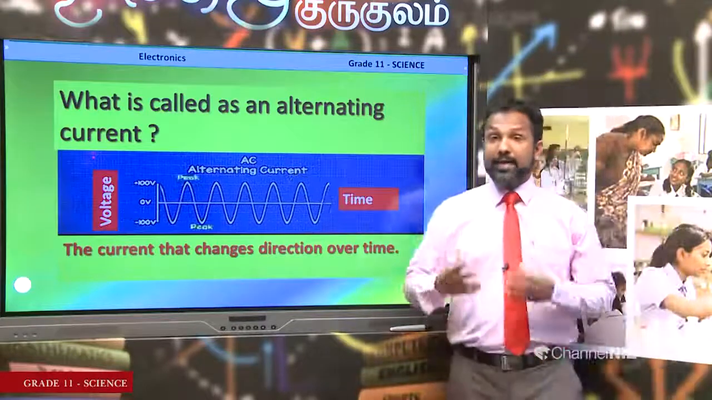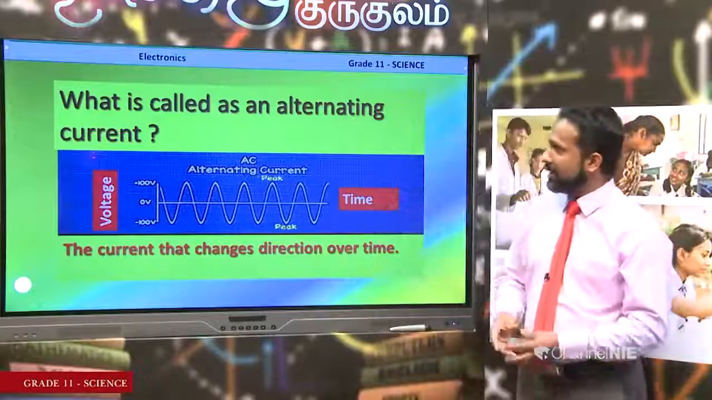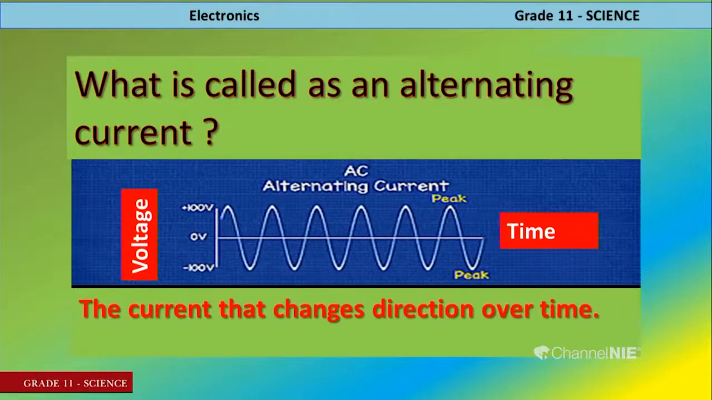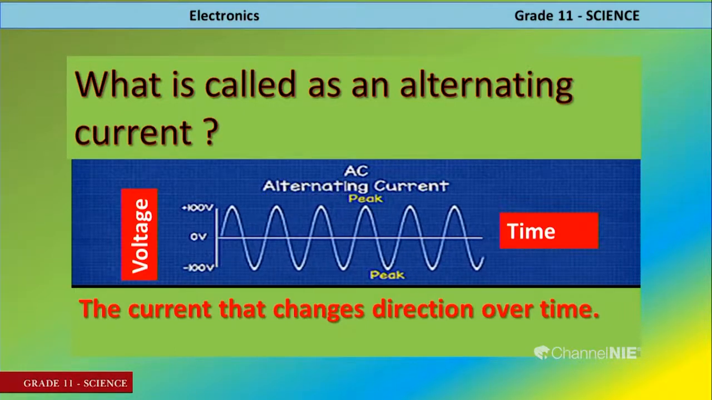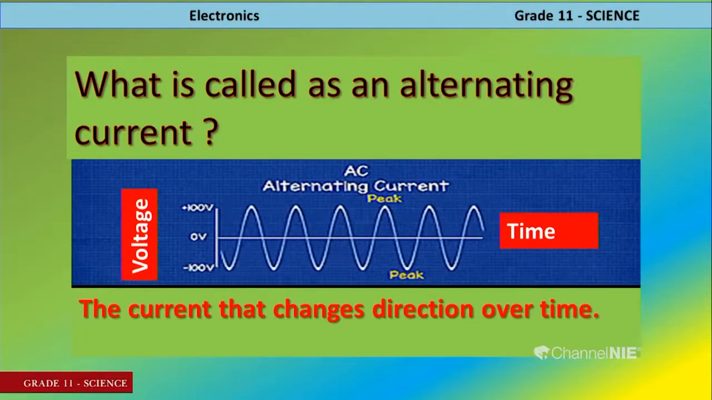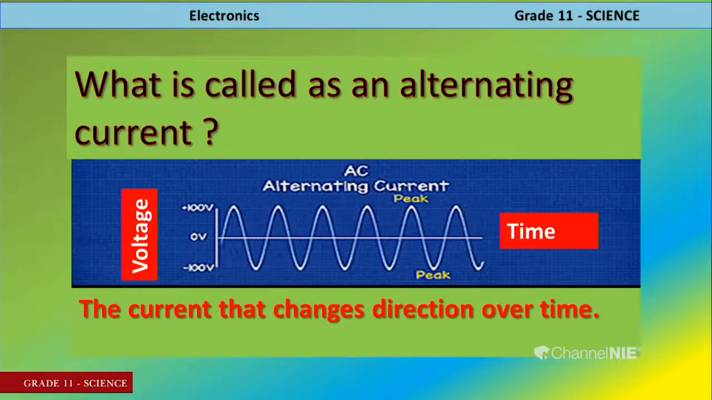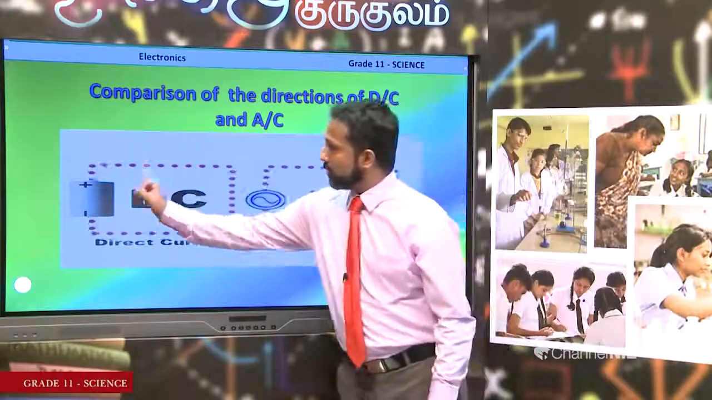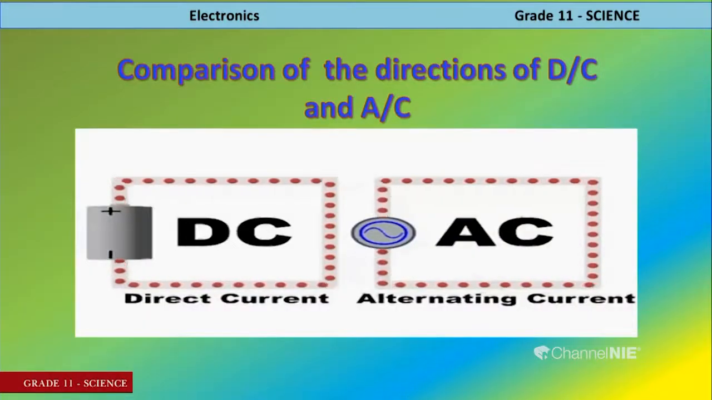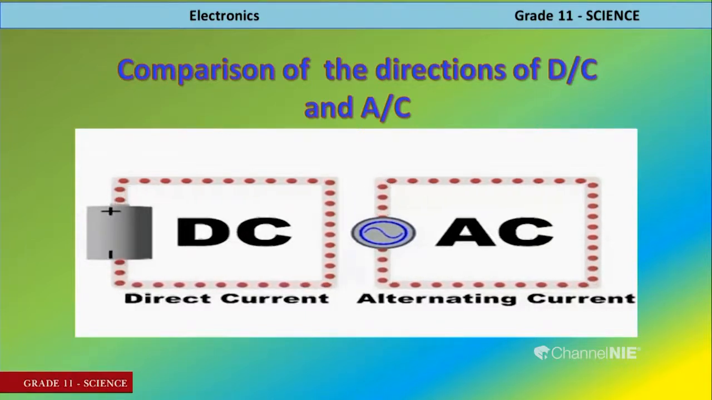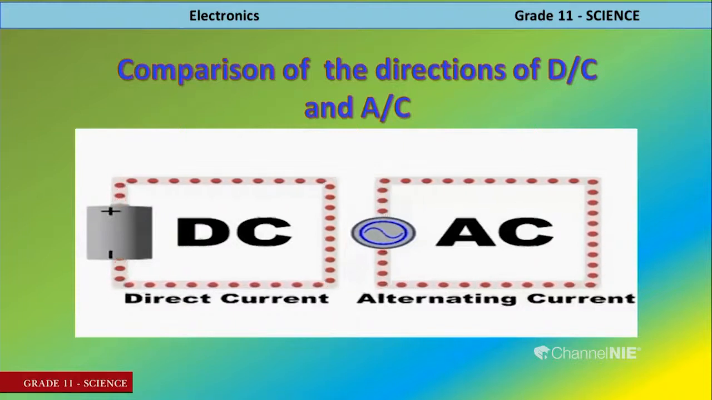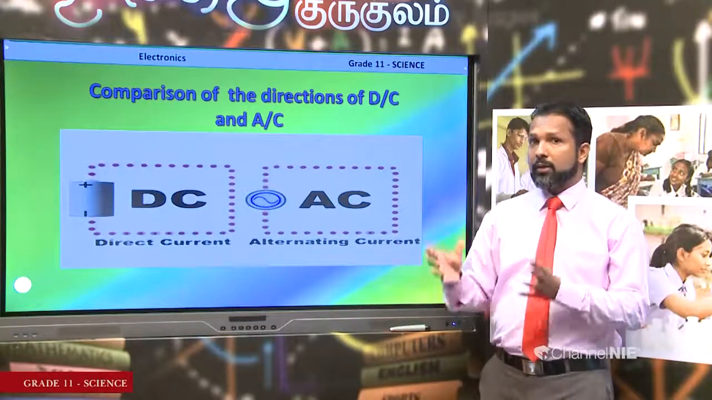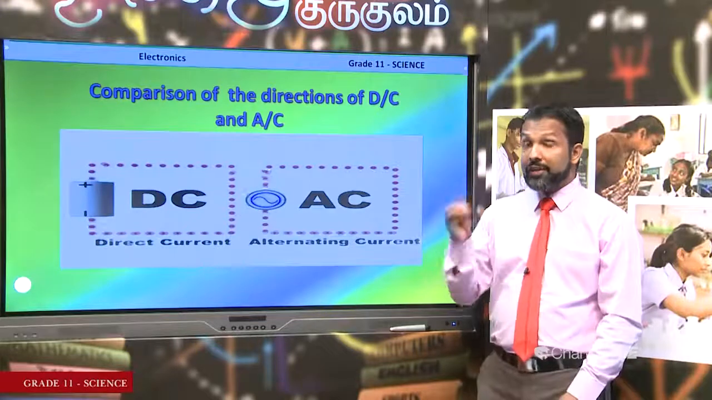Then what is meant by AC current? Alternating current. As you can see, in alternating current the direction changes. If we represent it in a graph like this, you can understand that sometimes the voltage becomes positive, sometimes the voltage becomes negative. Now we can compare the directions of DC and AC. Here DC current flows always from the positive to the negative terminal, but AC current, we use the symbol for AC current, alternates the direction. AC current always alternates the direction. Normally the direction of the AC current that we use in our houses alternates 50 times per second.